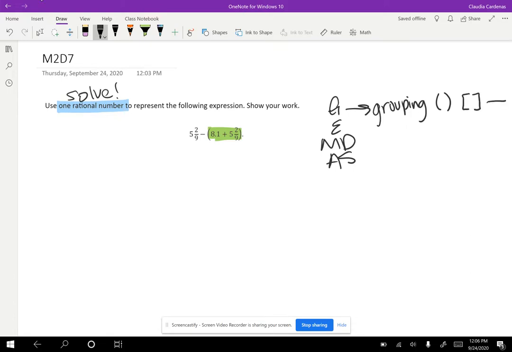Eventually, if we had an expression that was complicated up here above a fraction, right, in the numerator, we would solve that first. That's another way to show grouping. So I remember we would do the grouping symbols first before we worked outside of those parentheses.